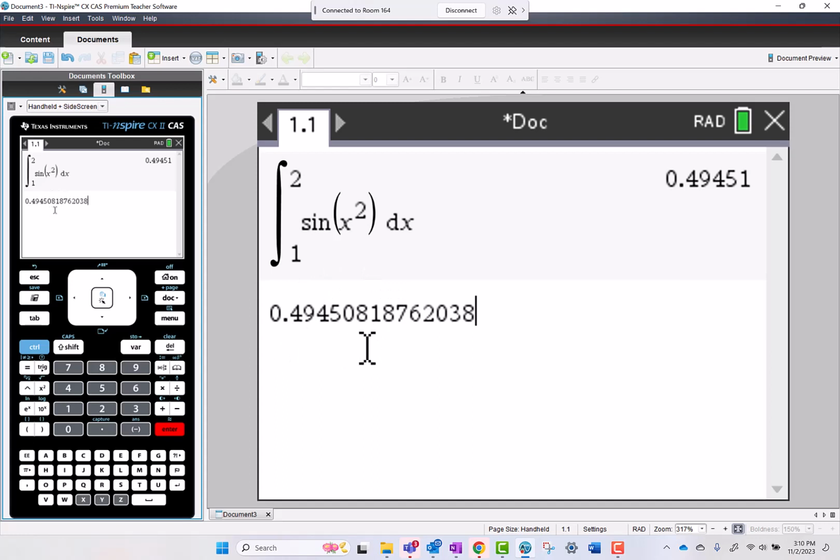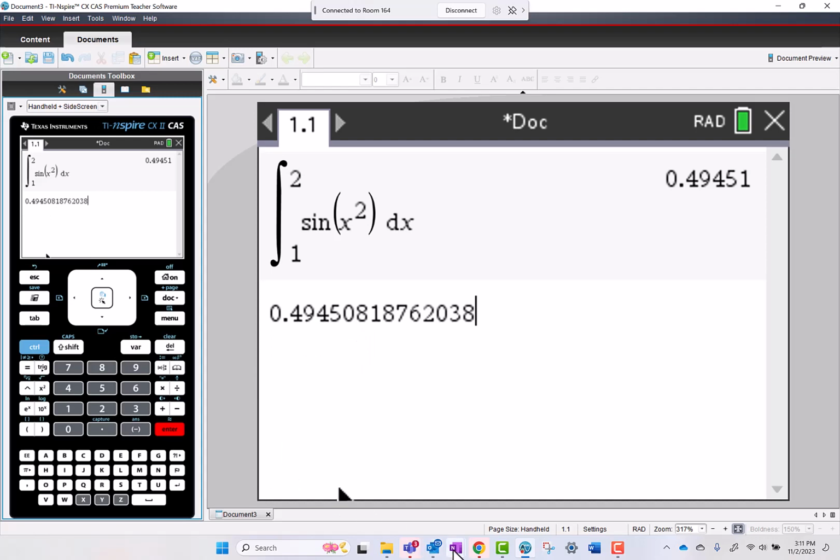The calculator keeps all those numbers. We don't have to write down all those numbers, but the calculator holds them and uses them to do all the calculations for us. That's why we really cannot do any intermediate rounding, none of that. We can't round in the middle of our problem. We can only round at the very end.